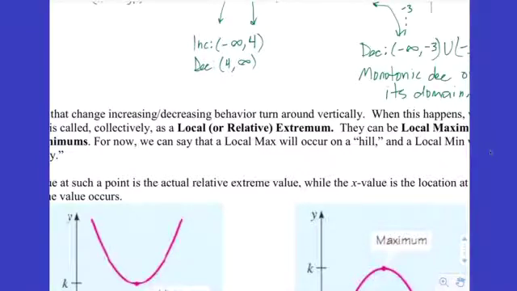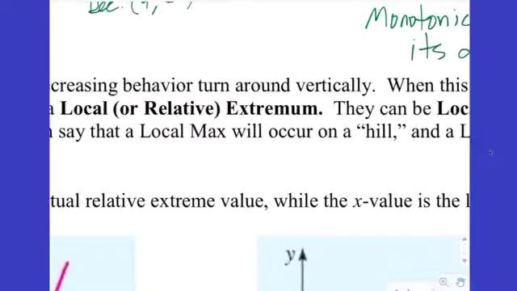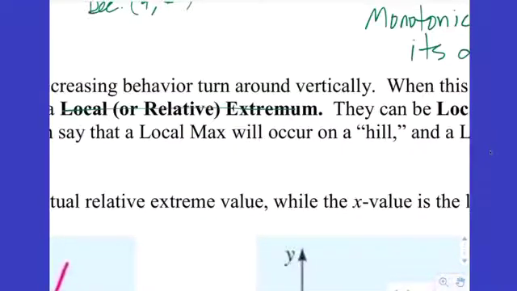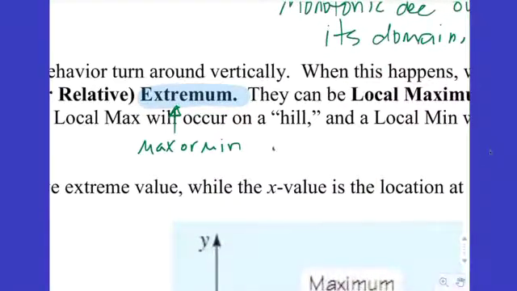If you talk about local maximums or local minimums, the generic term for a max or a min is called an extremum. And I meant to highlight it. An extremum. That is either a local max or a min. The plural is called extrema. Extrema is plural. And it can mean a local maximum or a local minimum.